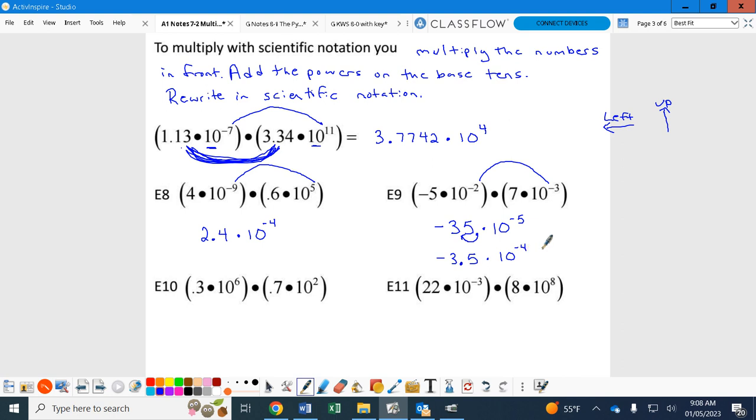Guys, how many places you move it over, that's how much it goes up. If you go left 1, you go up 1. Okay, let's do the next one. We'll show you how to do it. I think the next one goes the other way.